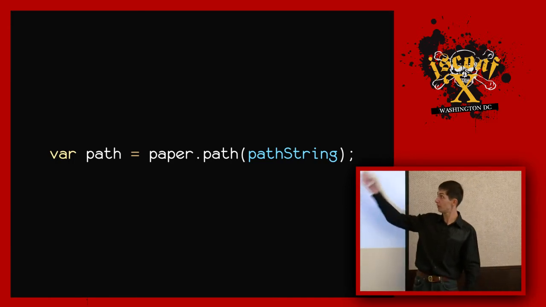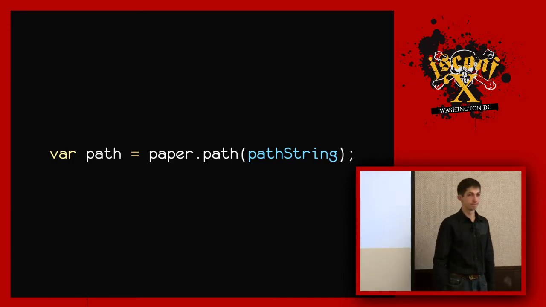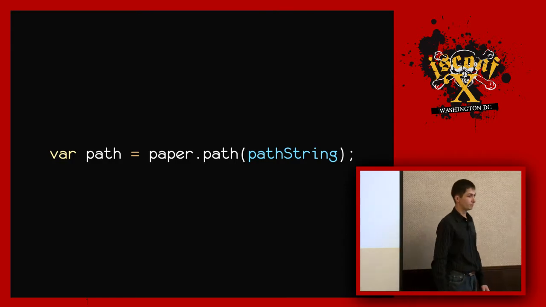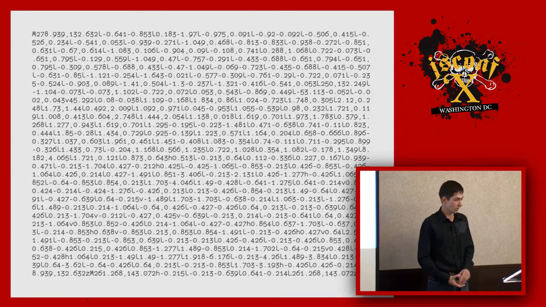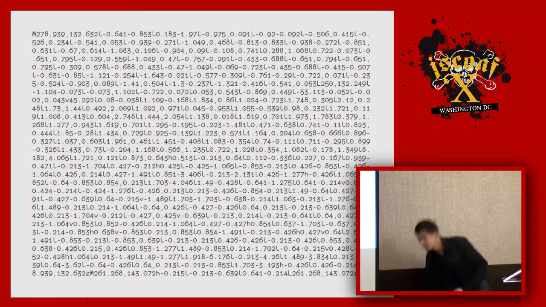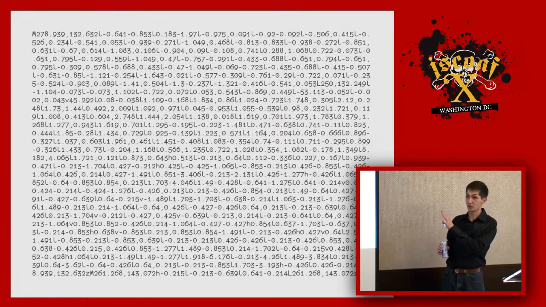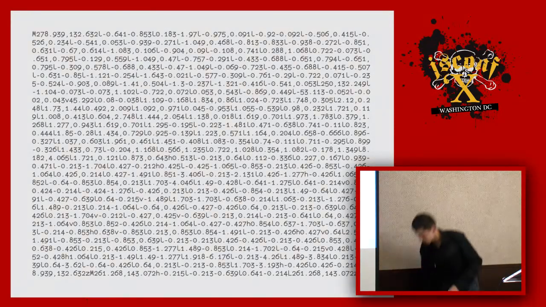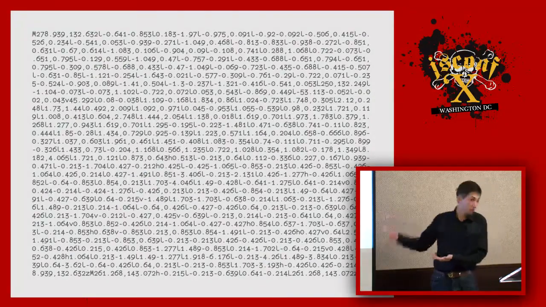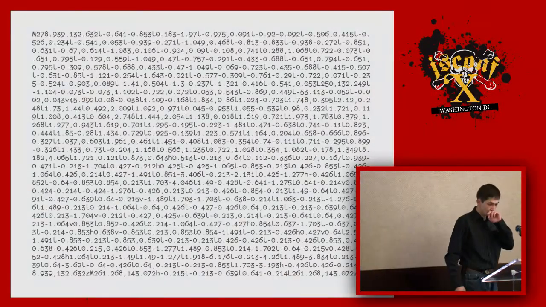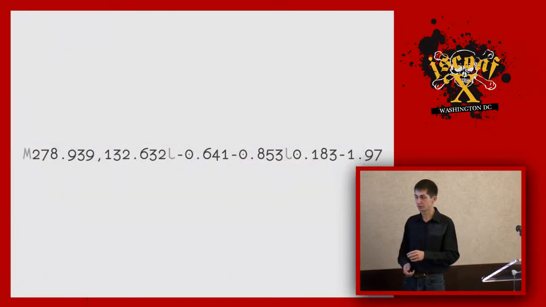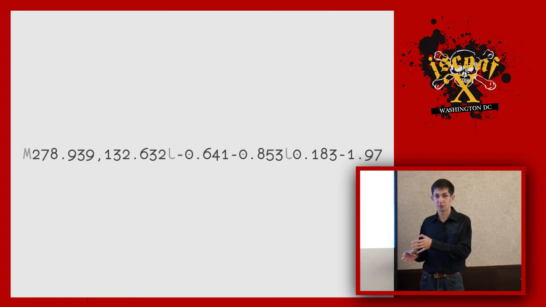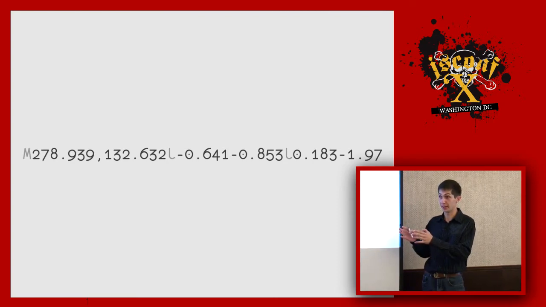You say paper.path and put the path string. Easy. There, example of a path string. It's very simple, actually. It's right from SVG. I like it. It's not rocket science, really. So I'll explain it a bit. It's actually much simpler than it looks. So it's all in the SVG spec, and you could read it if you want to write it by hand.